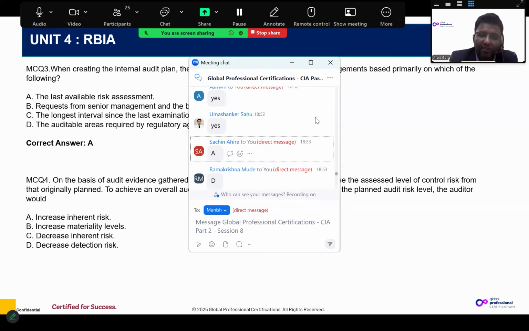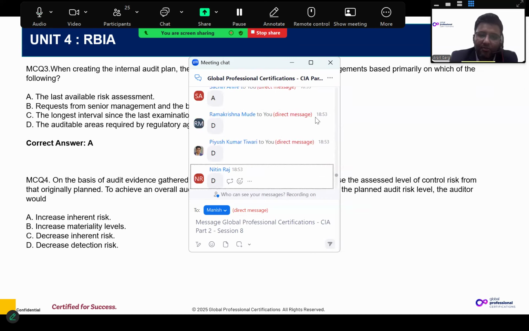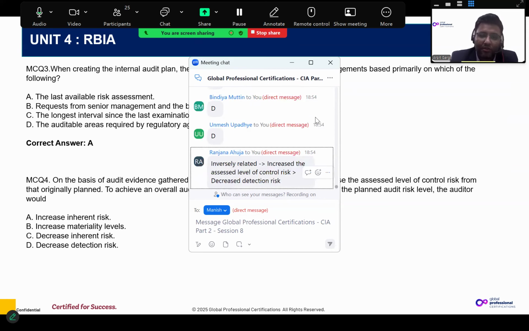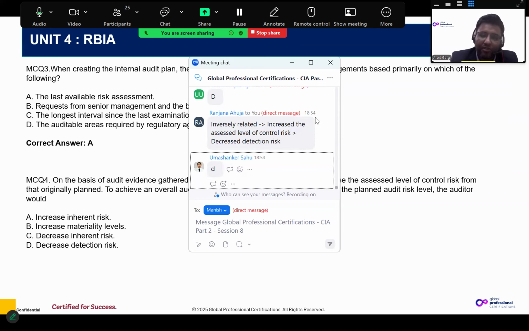All right, so Sachin is saying it's A. Ramakrishna is saying it's D. Piyush is saying it's D. Nitin, Ranchana, Ashwin, Sanjeev, Nikita, Radhika, Barkha, Raghu, Deepak, Sanjay, Shankar, Shakti, Manish, all of you are saying it's D. Shira, Jashash, Manali, Ankit, Bindya, Unmesh, everyone is saying D. Ranjana is saying inversely related: increase the assessed level of control risk will lead to decrease in detection risk. Very good. So that's correct, everyone.